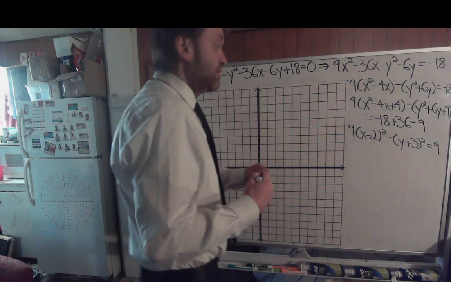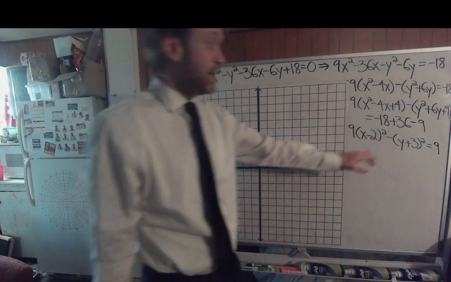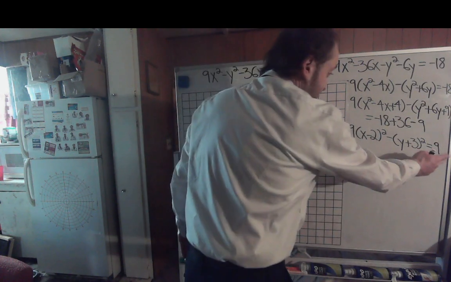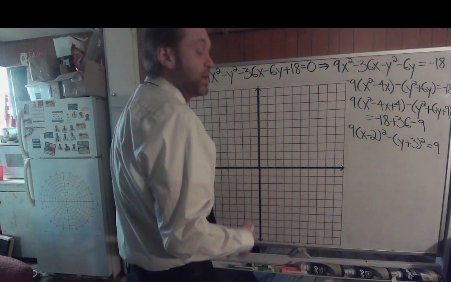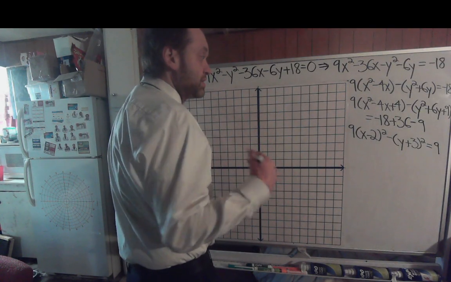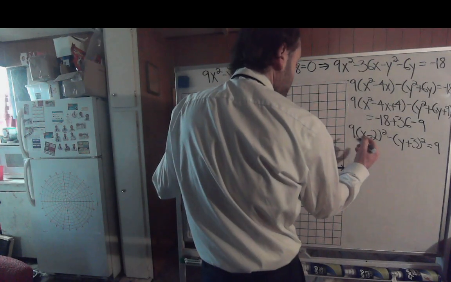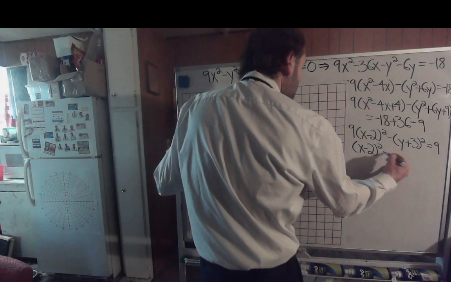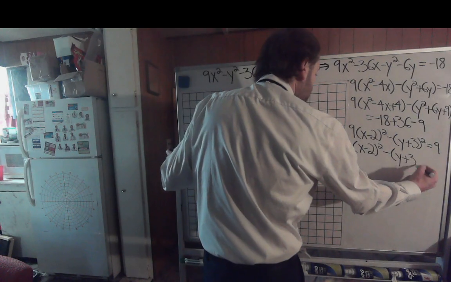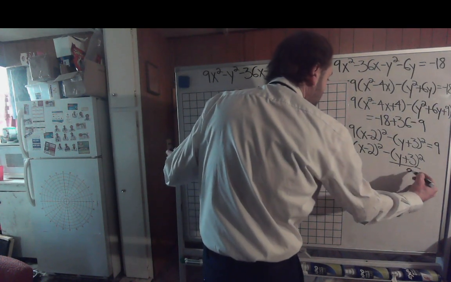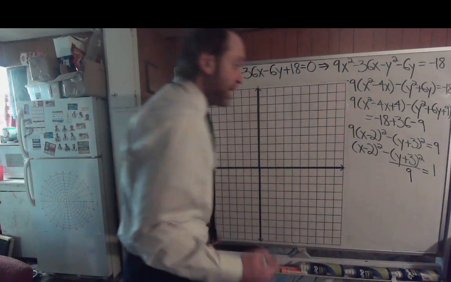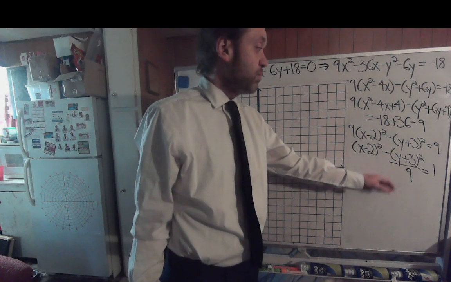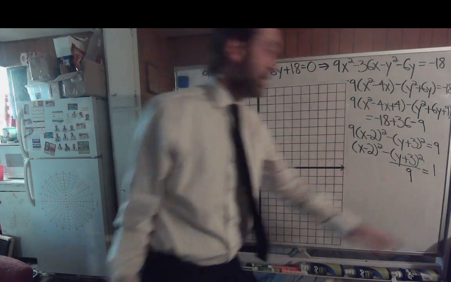We're almost there. We have 9 times x minus 2 squared minus y plus 3 squared equals 9. Well, the right-hand side needs to equal 1. It currently equals 9. So we have to go through and divide everything by 9. So if we do that, you'll end up getting x minus 2 squared minus the quantity of y plus 3 squared divided by 9 equals 1. So now we have a form of the hyperbola we can work with. X minus 2 squared minus y plus 3 quantity squared over 9 equals 1.